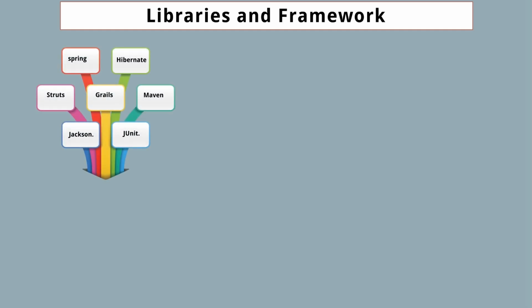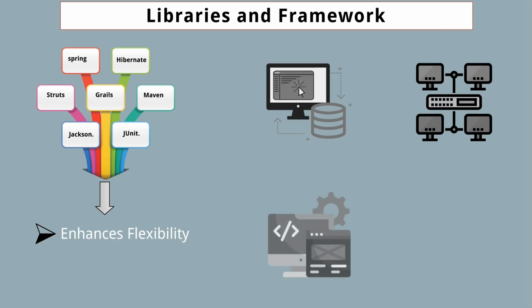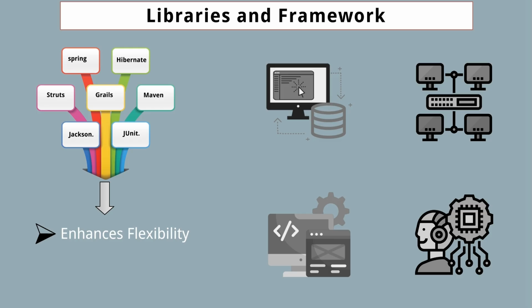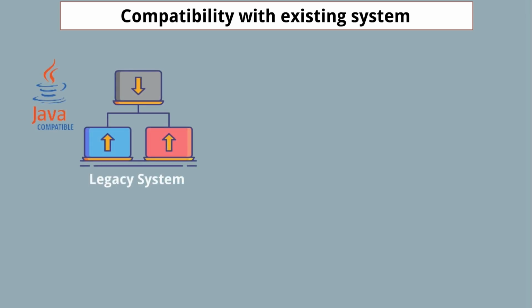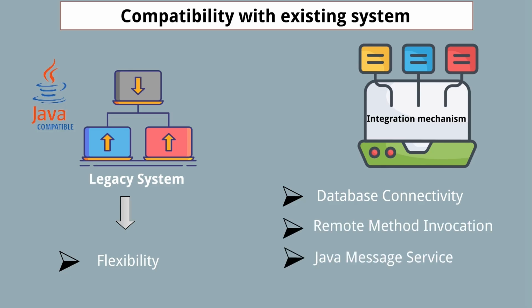The first one is libraries and frameworks. Java benefits from an extensive collection of libraries and frameworks that enhance its flexibility. These libraries cover a broad range of functionalities such as database connectivity, networking, web development, machine learning, and a lot more. Then the next one is compatibility with existing systems. Java's compatibility with legacy systems is another factor contributing to its flexibility. Java supports various integration mechanisms such as Java Database Connectivity, Remote Method Invocation, and Java Message Service, allowing seamless interaction with existing databases, systems, and services.